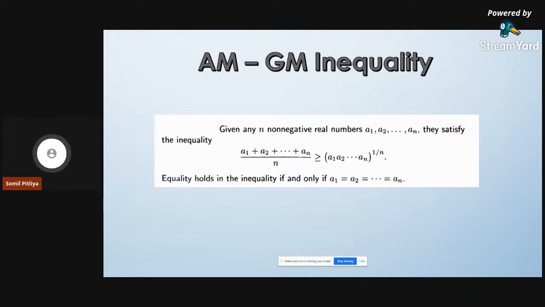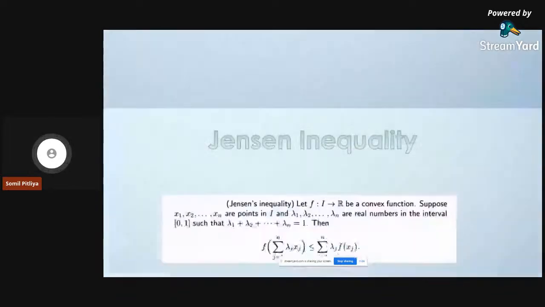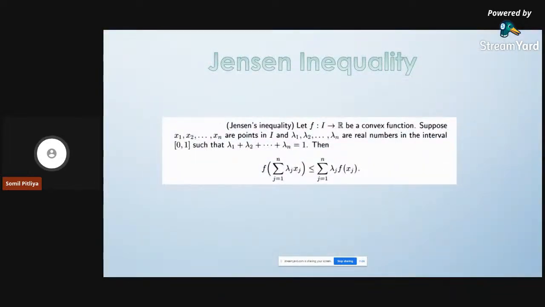Jensen's inequality gives two inequalities, for concave functions and for convex functions. First of all, let us move to Jensen's inequality for the convex function. We have f, a function on I, which is some set that I can choose as per my wish, a set of real numbers, and this is a convex function. x1, x2, x3 till xn are points in I, my domain, and lambda 1, lambda 2 till lambda n are real numbers in the interval 0 to 1. So all lambda i's are in the interval 0 to 1.